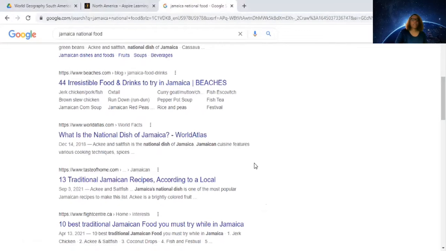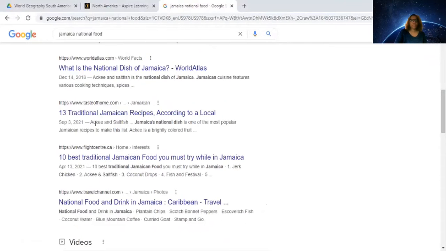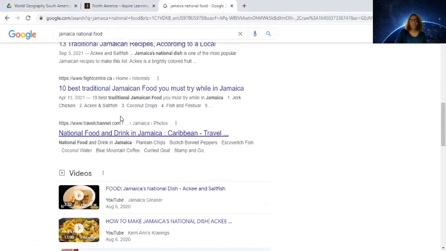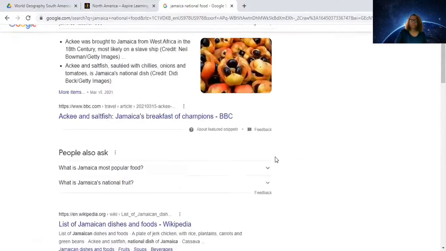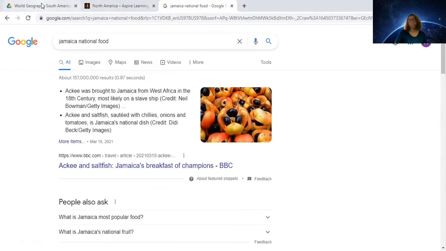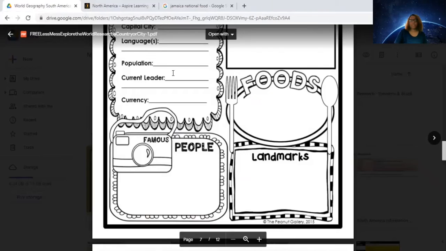So there you go. Looking at a few different resources to make sure, once again, you see ackee and saltfish. So that's definitely one you would want to put on the food list because it is the national dish, and it seems like it's on every list. So that's about food. But look at the pictures, look at recipes. That's always nice to do. Now let's jump over here to people.